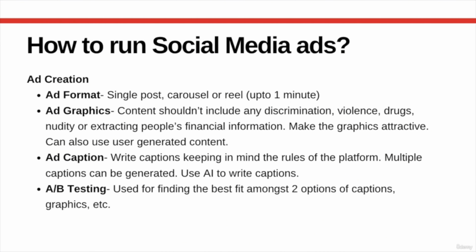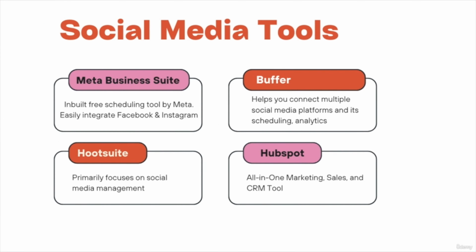To streamline your advertising process, there are several useful tools. Common is Meta Business Suite. It is an inbuilt free scheduling tool by Meta. Easily integrate Facebook and Instagram to ads. Hootsuite, primarily focused on social media management. Hootsuite helps you organize and schedule your posts effectively. Buffer helps you connect multiple social media platforms and its scheduling analytics. HubSpot, all in one marketing, sales, and CRM tool.